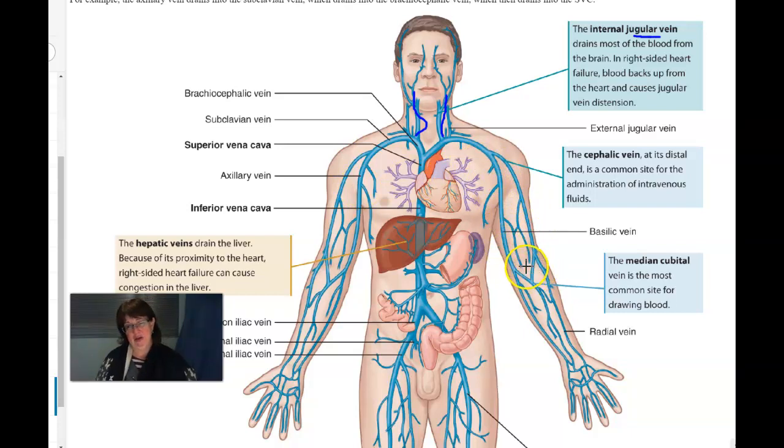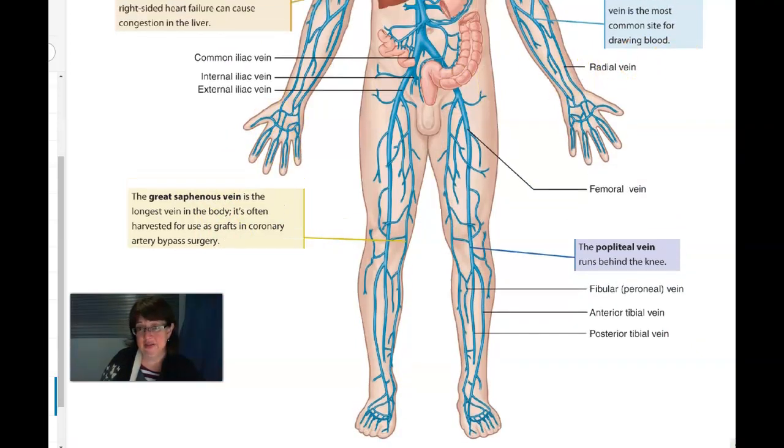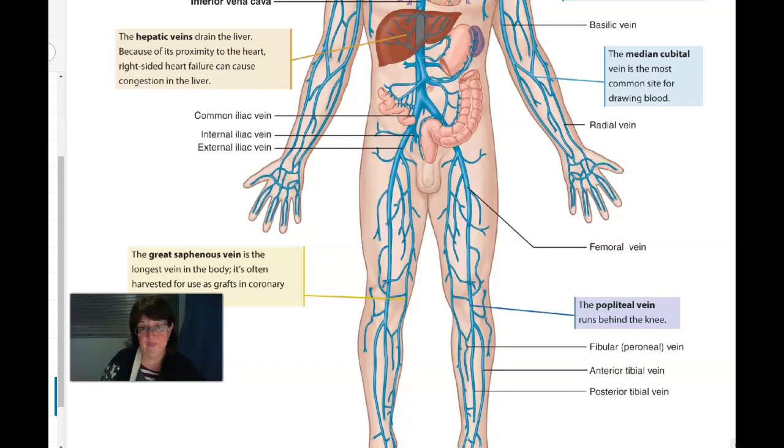Medial cubital, remember your, I don't know if we talked about, the cubit is a fancy word for elbow. Good, and then we go to the radial. Lovely. Let's look at the gut. When you look at the abdominal vessels, you need to know what your organ is.